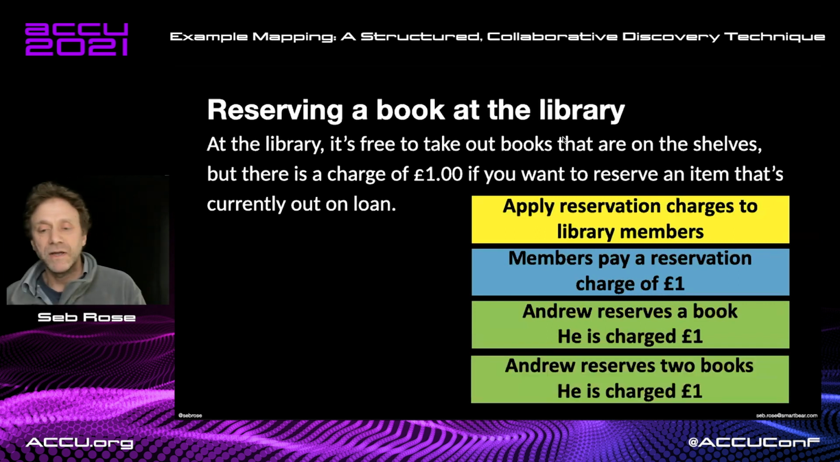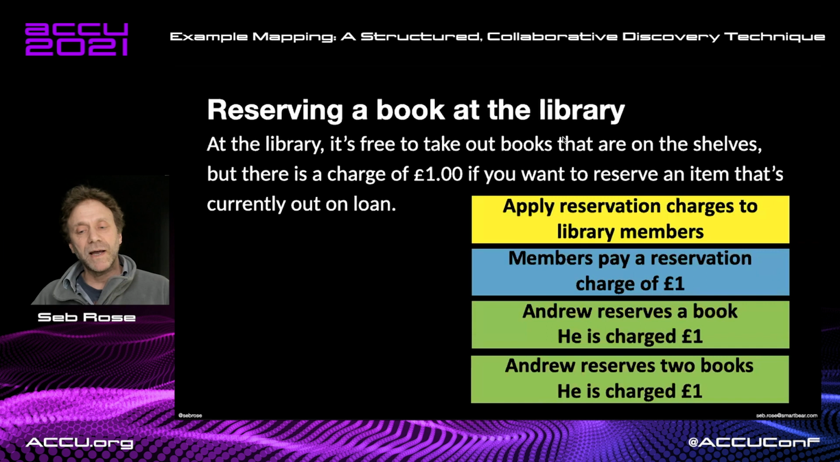Then they write out a second example. Andrew's going to reserve 2 books. He's charged £1 still. The product owner looks at it and says, no, that's not what I meant. He should actually be charged £2 because he's reserving 2 books.